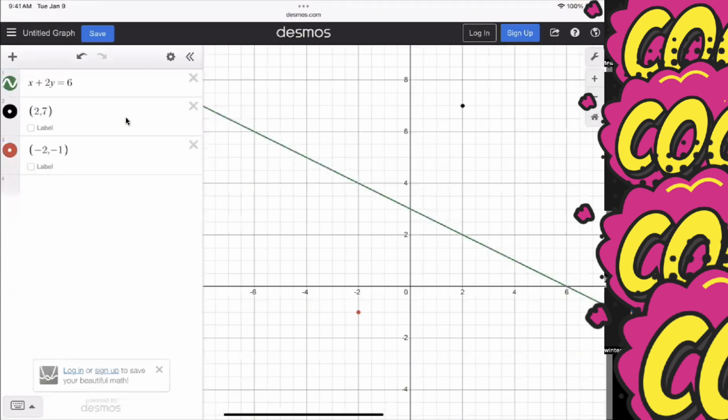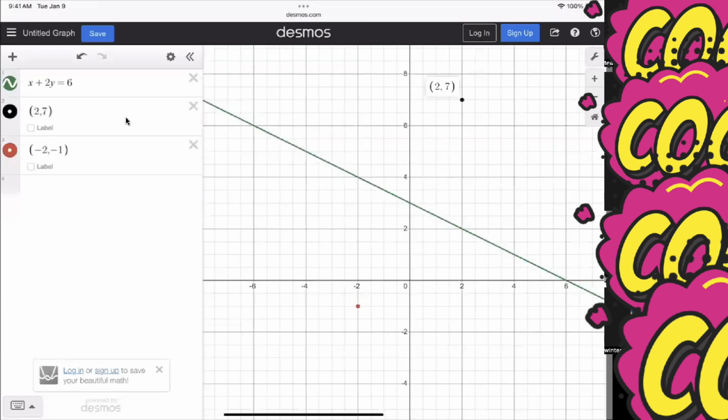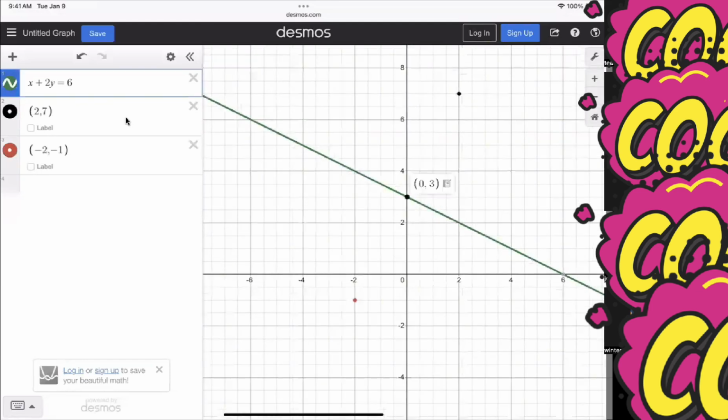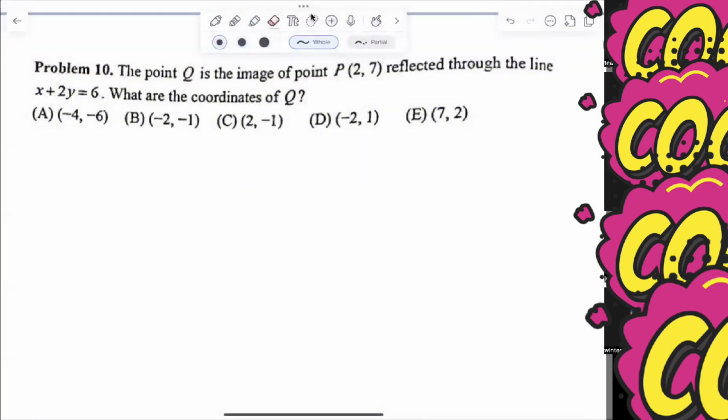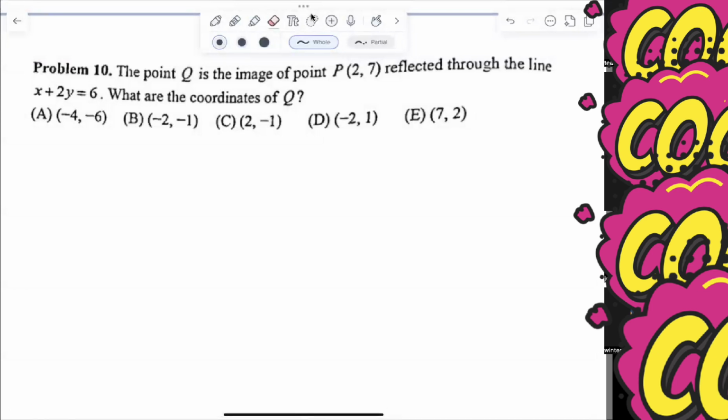I'm going to use this way because we can see that it should be on a line with negative 2, negative 1. And negative 2, 7 should be on a line that should be perpendicular to this line, negative 1/2 x plus 3. Because a perpendicular is a reflection. It bisects, right? Let's move on to the next question. So the answer is B.